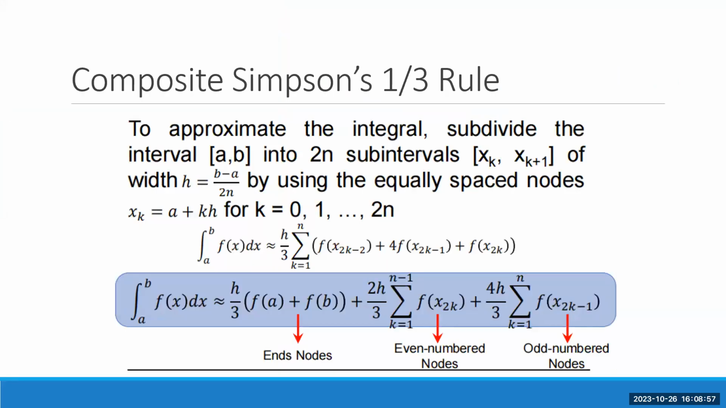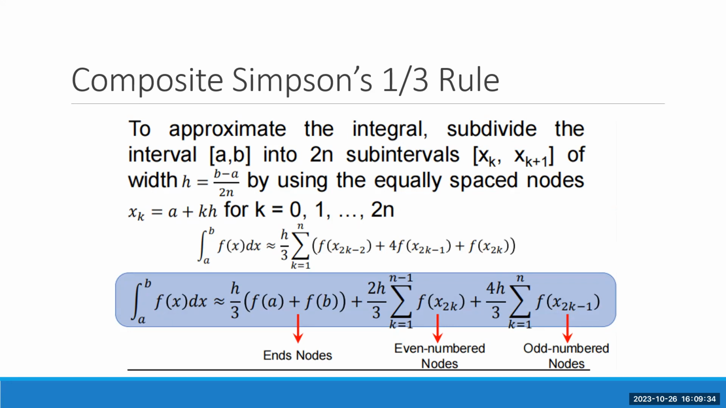So let's explore one of the numerical integration techniques commonly known as the composite Simpson's one-third rule. This is a method used to approximate the definite integral of a function over an interval by breaking it into smaller subintervals. This rule involves a formula that takes into account the function values at the endpoints and the midpoint of each subinterval. So the formula consists of three main parts.